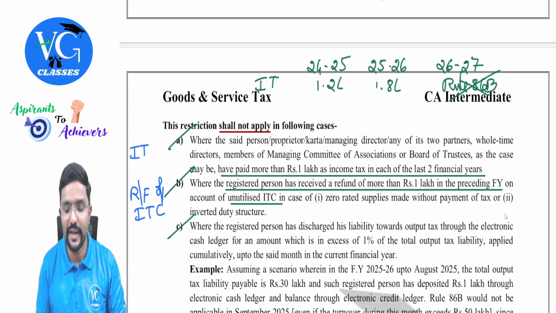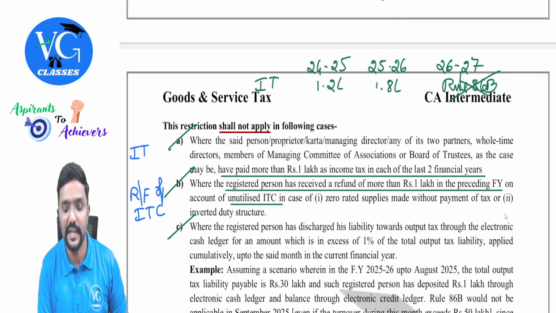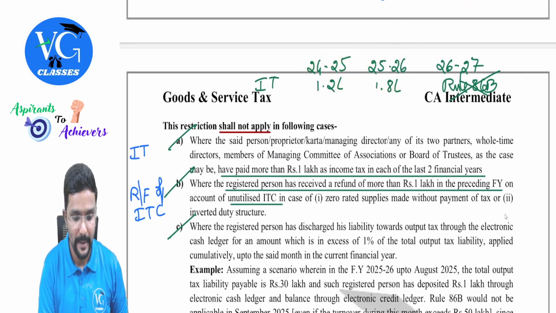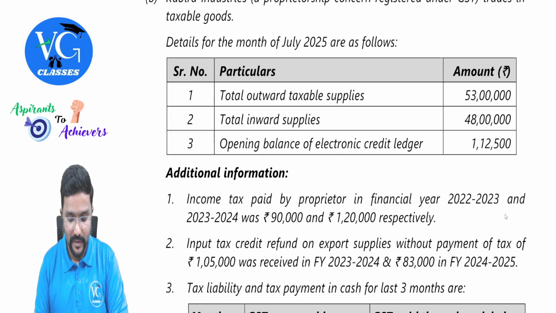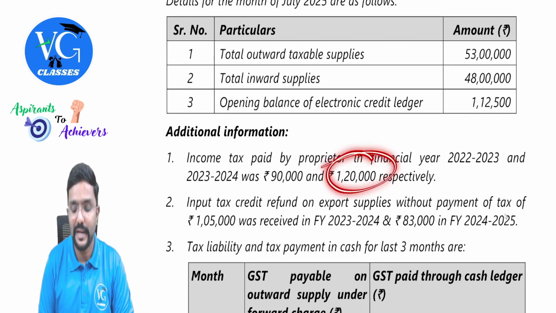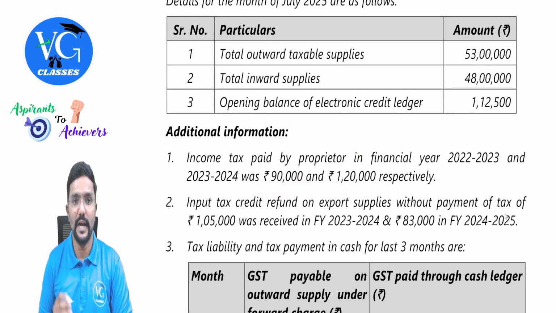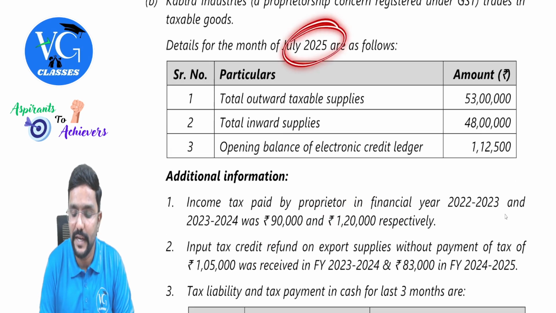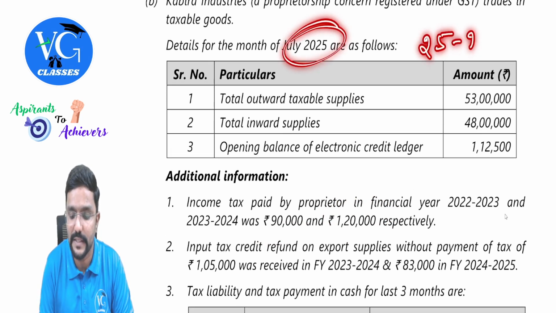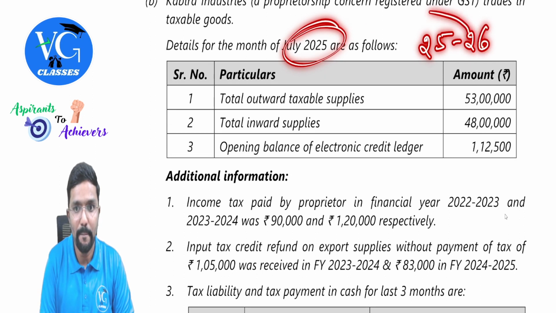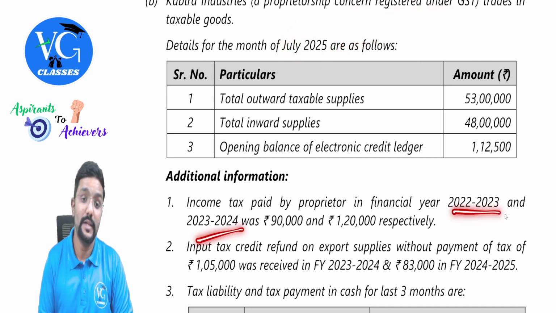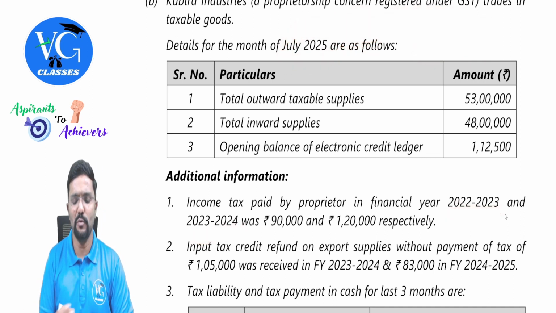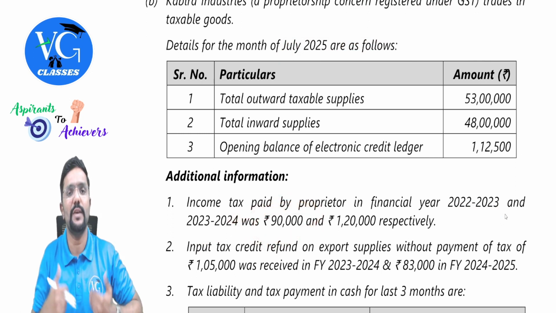Got it? Yes. So I have also given an example here. You can see in each year it should be more than 1 lakh. But here in 1 year it is more than 1 lakh, but in another year it is 90,000. And moreover, we are in the current year, which is 25-26, correct? Yes. But they have not given 24-25. They have given the 2 years before that. But anyway, in one of the years, the income tax paid is less than 1 lakh.